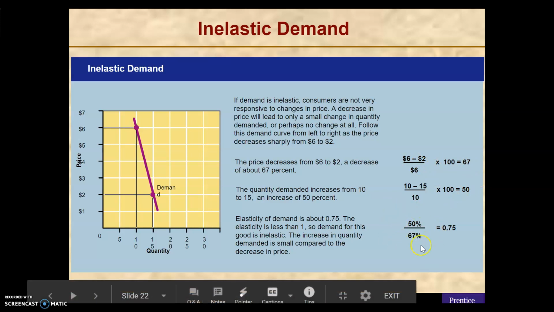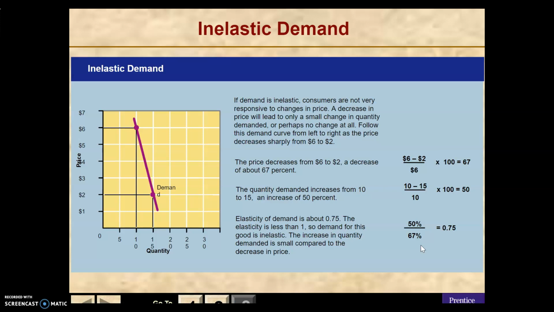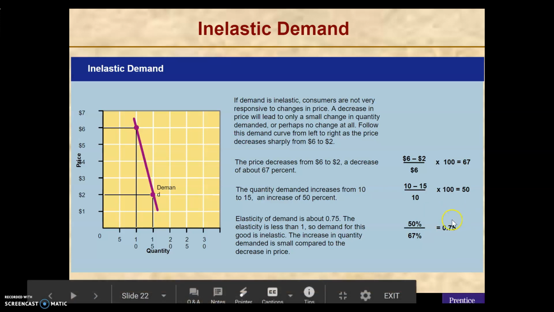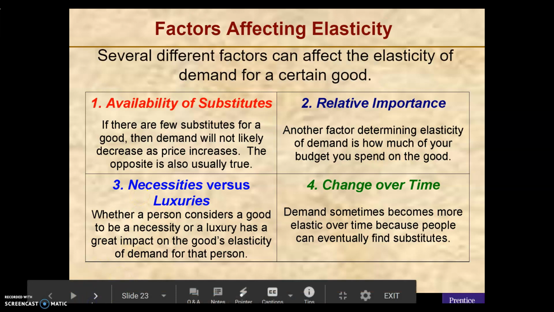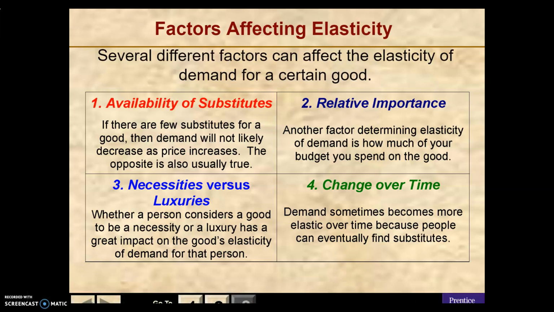And this is when you need a calculator, because I can't do this kind of math in my head. 50 divided by 67 equals roughly about 0.75. That's less than 1, so we know it's inelastic. All right, so what are some factors affecting elasticity? Okay, so we've got substitutes, importance, necessities versus luxuries, and change over time.